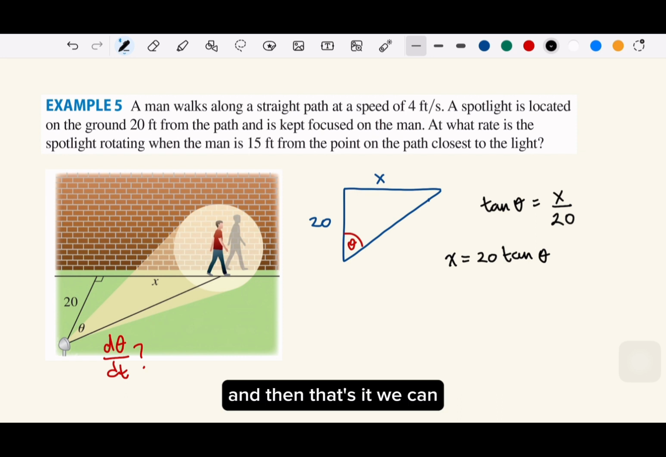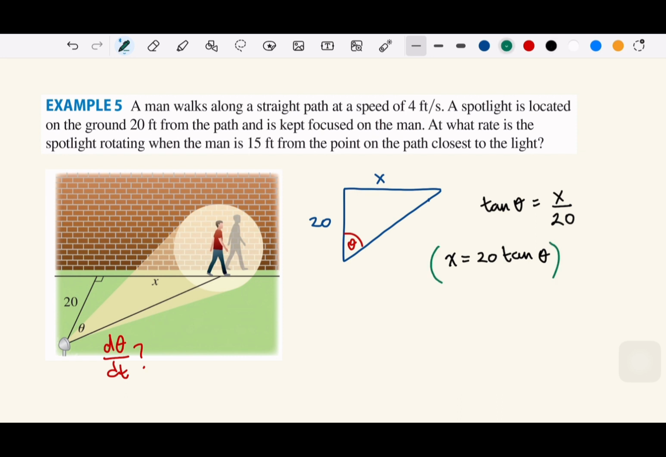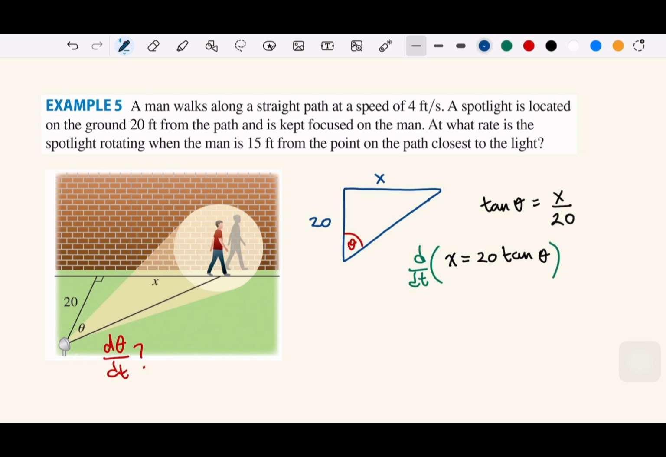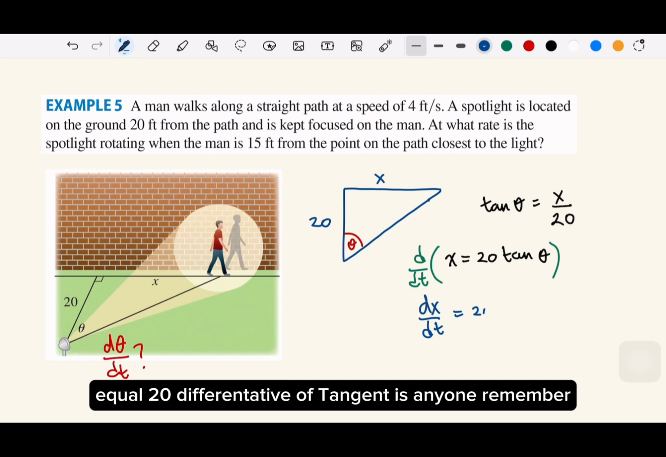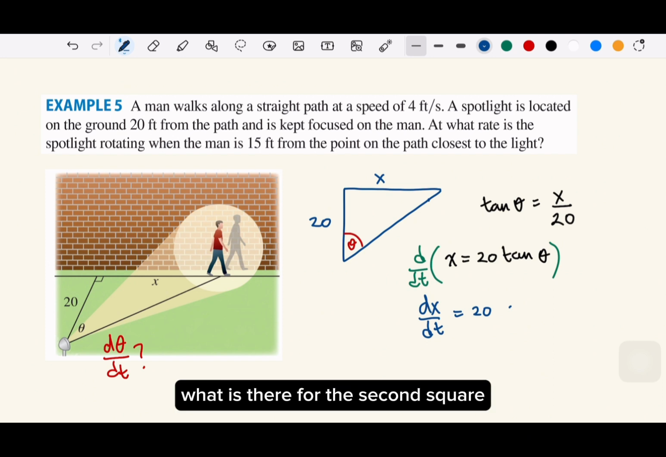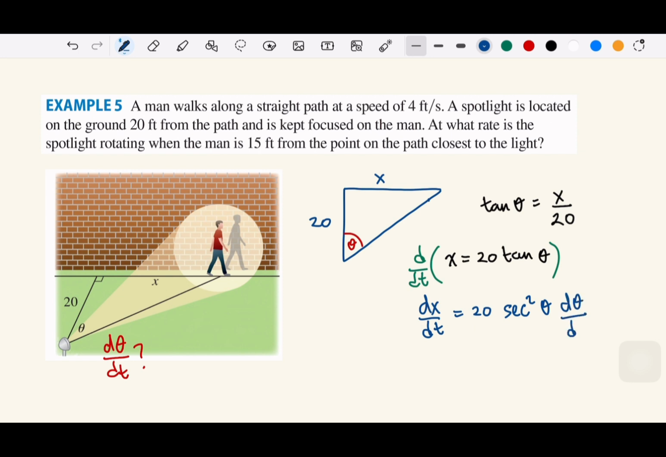And then that's it. We can derive this with respect to t. So we get dx dt equal 20 times the derivative of tangent. Anyone remember? What is the derivative of tangent? Secant squared, yeah. Secant squared theta d theta dt.